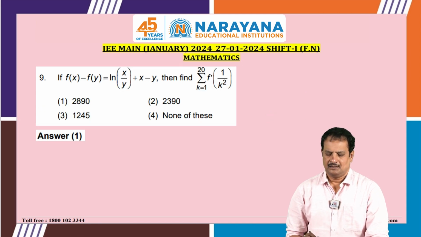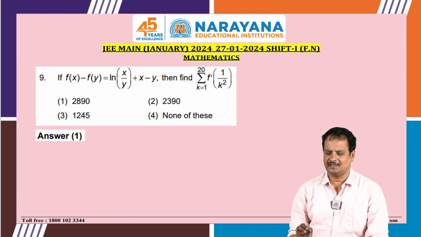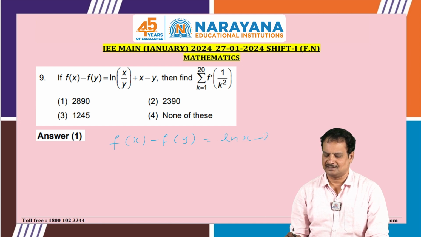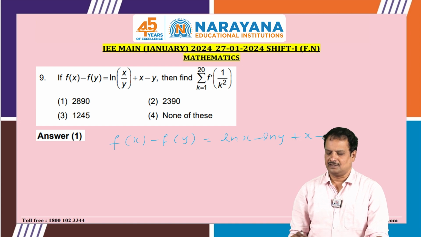In this case, f of x minus f of y equals ln of x by y plus x minus y. Then find the sigma f dash of 1 by k square, where k changes from 1 to 20. So what is the given function actually? f of x minus f of y is equal to ln of x by y, means ln x minus ln y, plus x minus y. Okay, so this is the given functional equation.